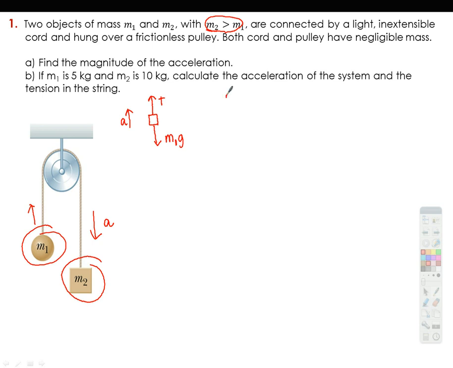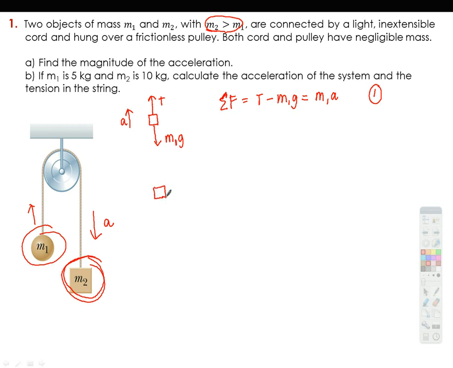We need to get the net force for our M1. And we know that it is equivalent to the tension, which is going up, minus M1G, because the force of gravity is always going downward, and there is an acceleration that is going upward. So I just put it as a positive value. So let us put this one as our first equation. Okay. Next, make a free body diagram for your M2.